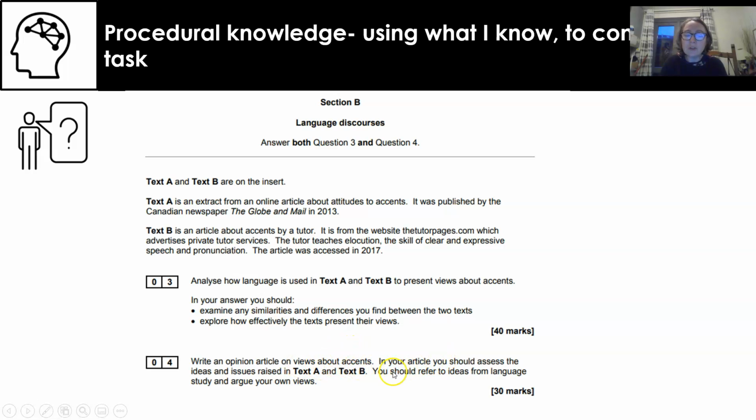Now, in your article, you should assess the ideas and issues raised. If you remember when we looked at this for the first article we did, we're going to at some point plan 5 intentional ways to refer to text A and B. Explicitly, implicitly, but we're going to make sure that we intentionally plan to make at least 5 anchor points to our own article that connect to text A and B.